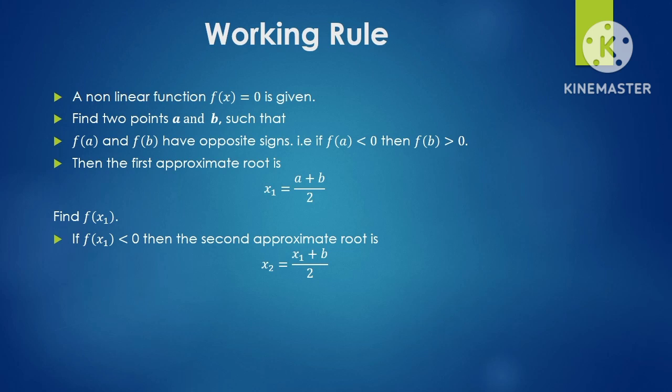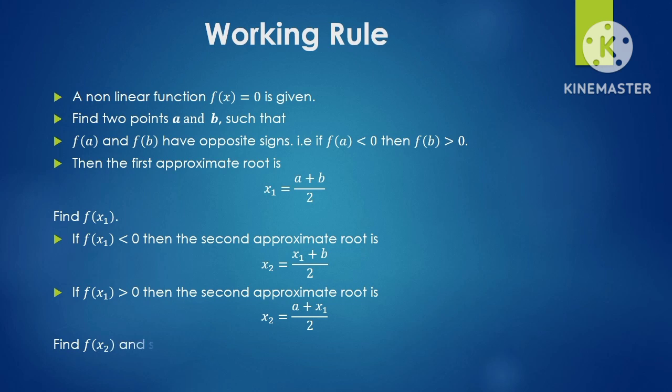And in the second case, if f(x1) is positive, then the second approximate root will be x2 = (a + x1)/2. That is, b will be replaced by x1. And we find the value of the function at x2 and so on. Now we solve an example using the method.